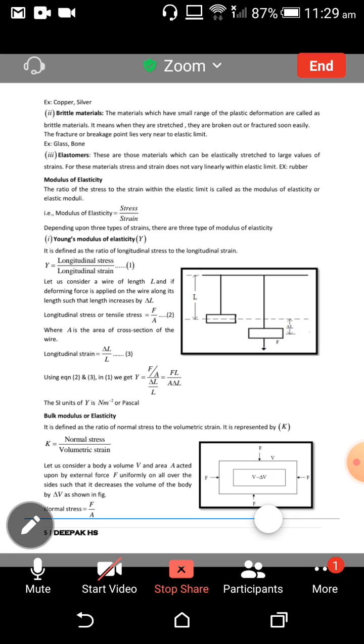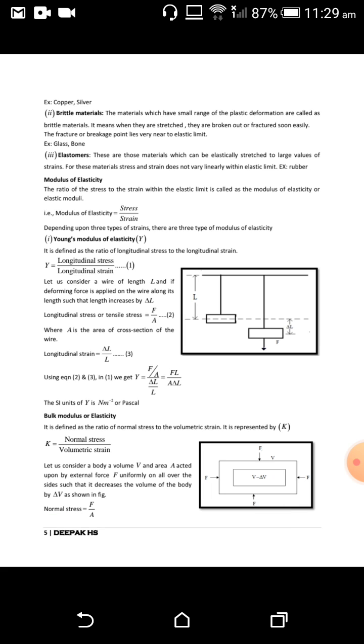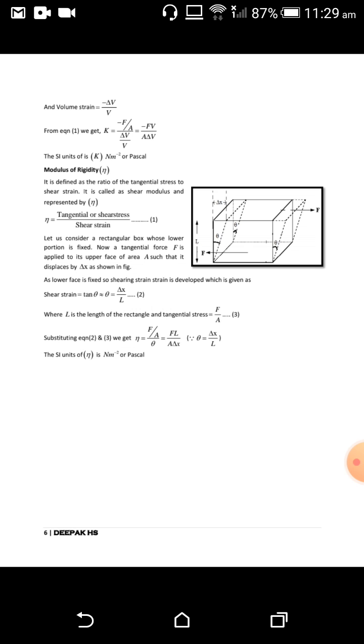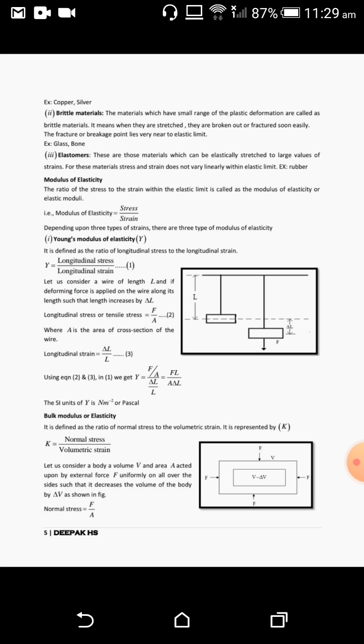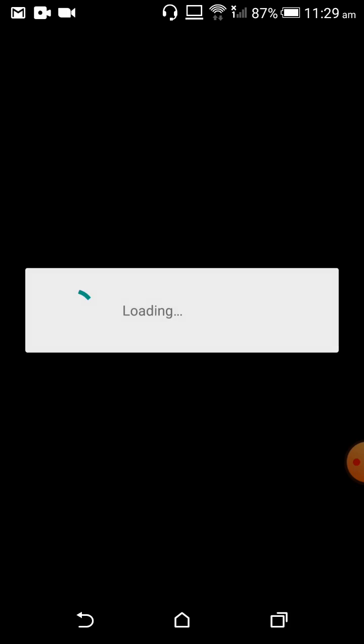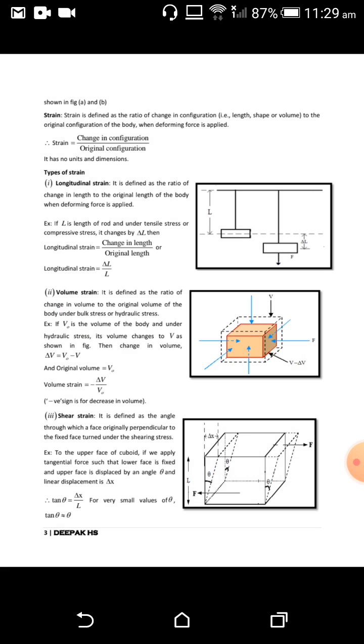So just go through the different types of modulus: Young's modulus, bulk modulus, and rigidity modulus. Okay, it's a very simple thing, so you can go through these by yourself.